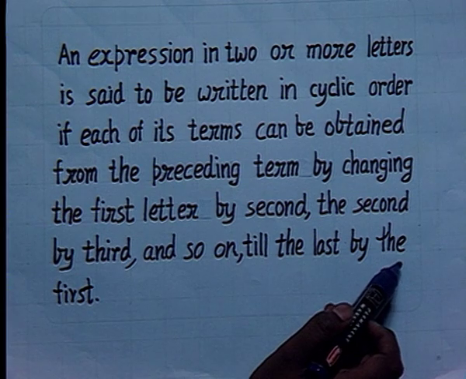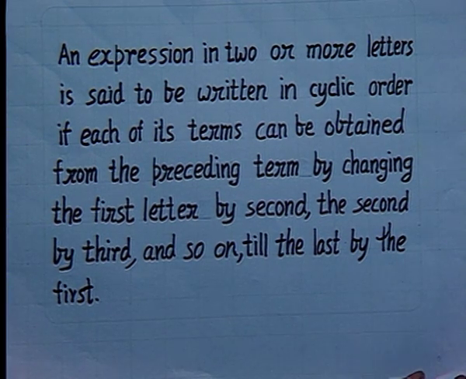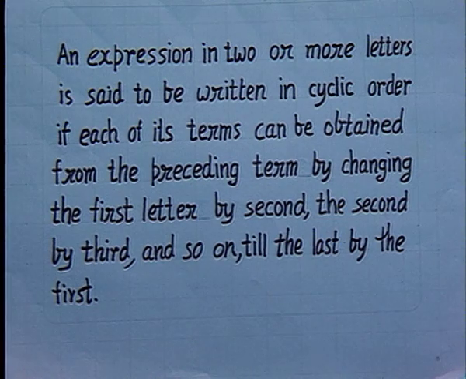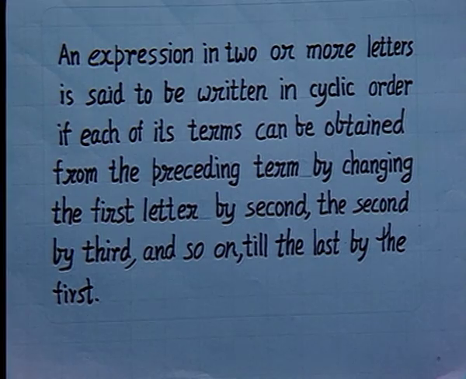So, what are cyclic expressions? An expression in 2 or more letters is said to be written in cyclic order if each of its terms can be obtained from the preceding term by changing the first letter by the second, the second by the third, and so on till the last by the first.